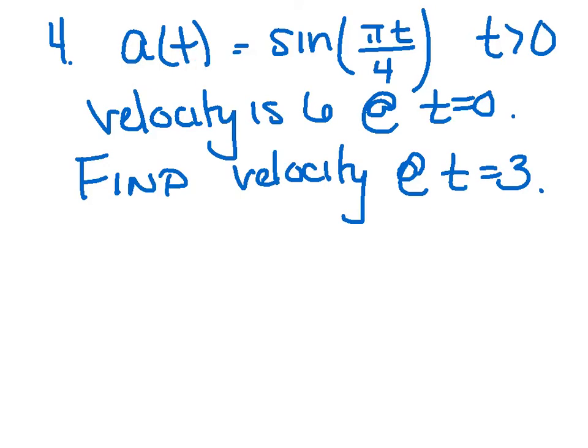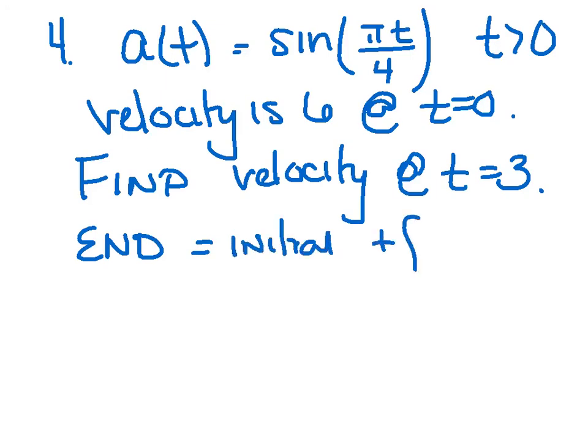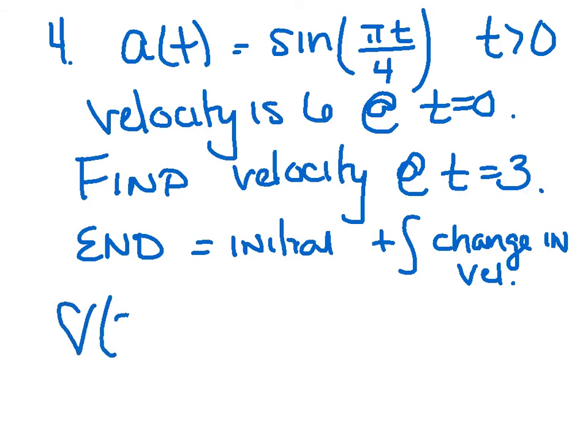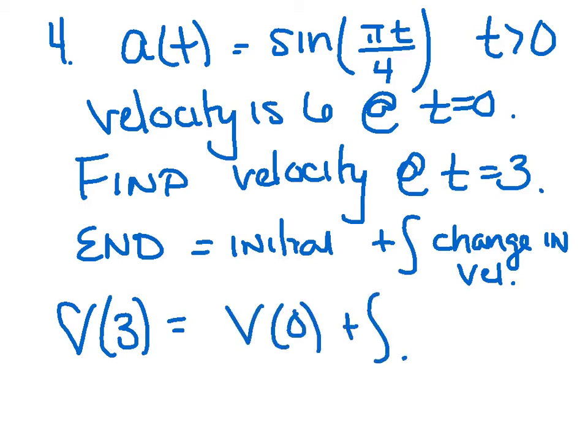All right, number 4. Acceleration is sine of pi t over 4 for t greater than 0. They give me the velocity, and they want to know the velocity at a specific time. So hopefully you're thinking by now, first fundamental theorem, in order to get from acceleration to velocity, hopefully that's clearly an integral, and remember again, it's that n value equals the initial plus the change in velocity. So I'm going to find v of 3, I want the velocity at 3, when I know the velocity at 0, plus, the initial goes on the bottom, which you want to find on top, and I'm integrating a of t dt.